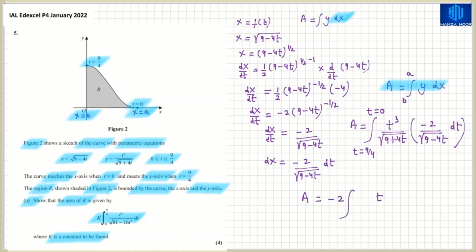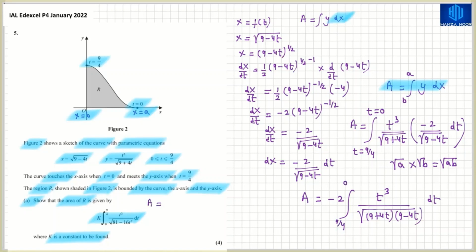t cubed divided by the square root of 9 plus 4t and the square root of 9 minus 4t multiplied with each other. According to the rules of surds, the square root of a multiplied by the square root of b equals the square root of ab. Therefore t cubed divided by the square root of (9 plus 4t) multiplied by (9 minus 4t), and this whole fraction is multiplied by dt, with the upper limit 0 and the lower limit 9 over 4.